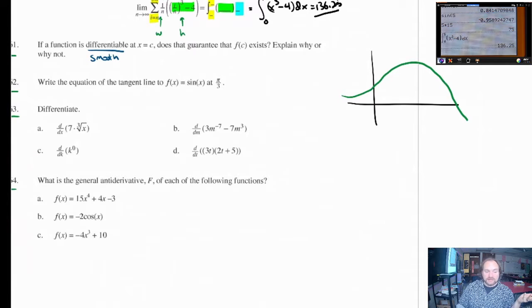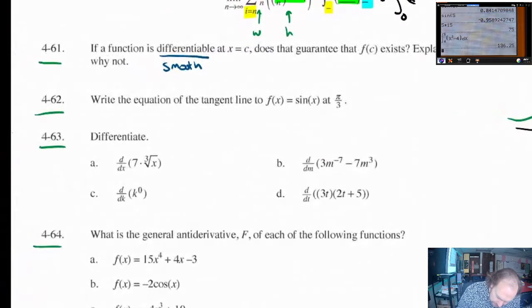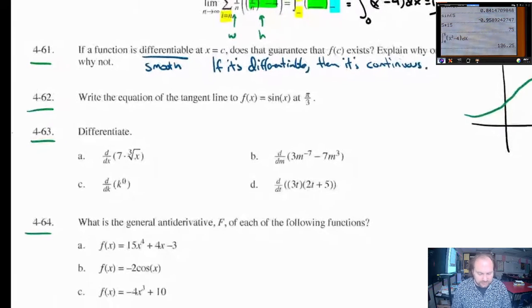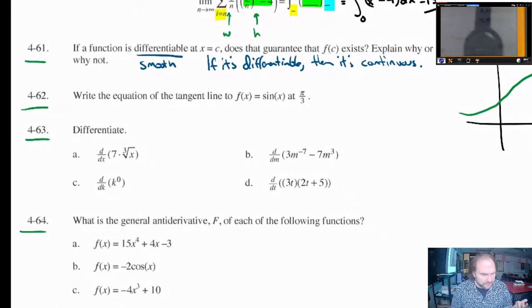If f of c didn't exist, it wouldn't be continuous. And in order to be differentiable, you have to be continuous. So I think that's probably the best answer. If it's differentiable, then it's continuous. Because remember, in order to be differentiable, you have to be continuous first. So being continuous is a subset of being differentiable. And being continuous means that the function has to exist. So I think this is a yes.